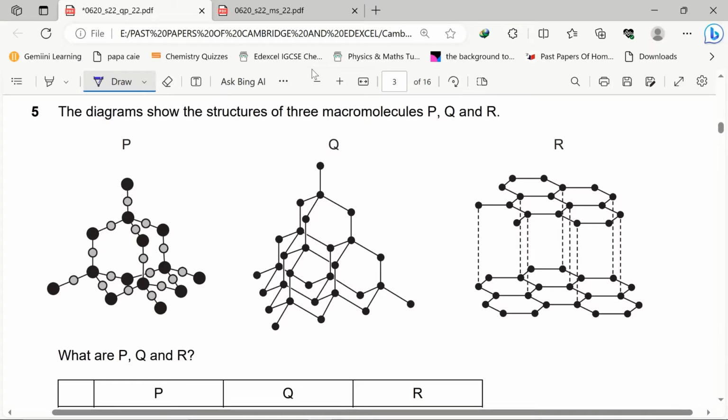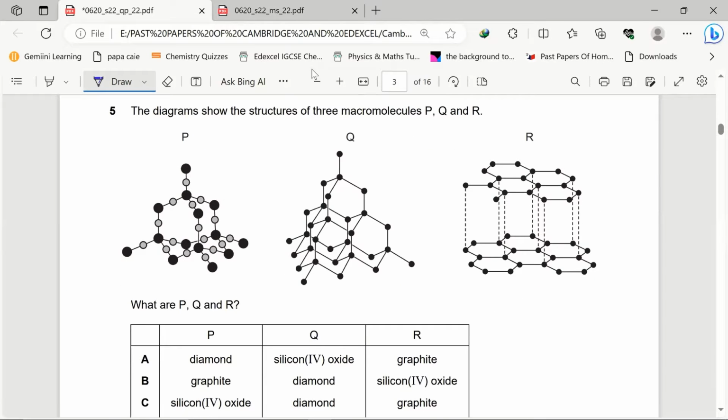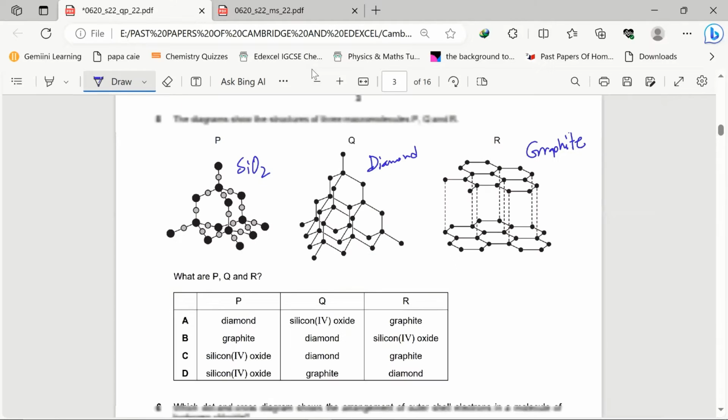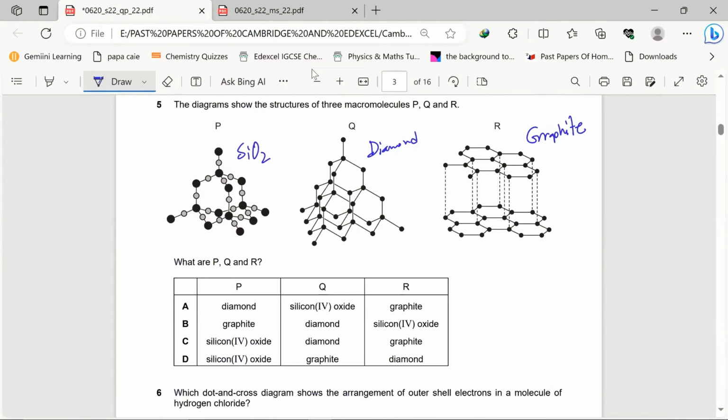Number 5, the diagram shows the structure of three macromolecules P, Q, and R. So we can see this one should be silicon dioxide, this one is diamond, and this one is graphite. It's very simple. We have three giant macromolecular structures in our syllabus. So what are P, Q, and R? P is silicon dioxide, Q is diamond, and then graphite. C should be the only correct answer.